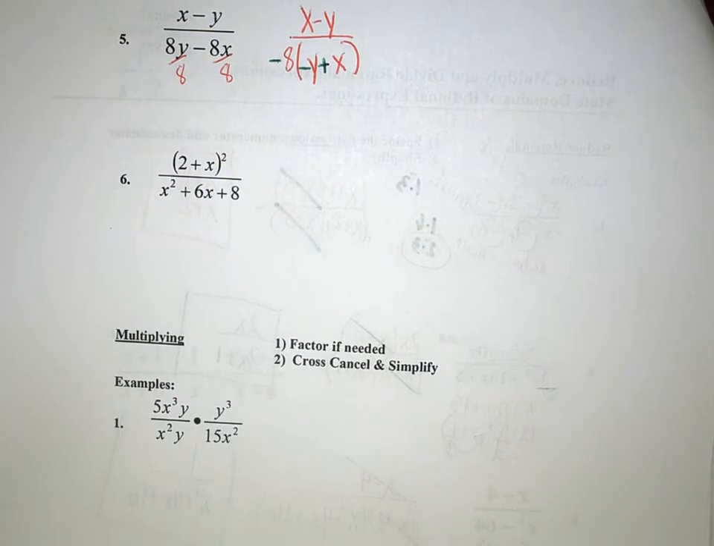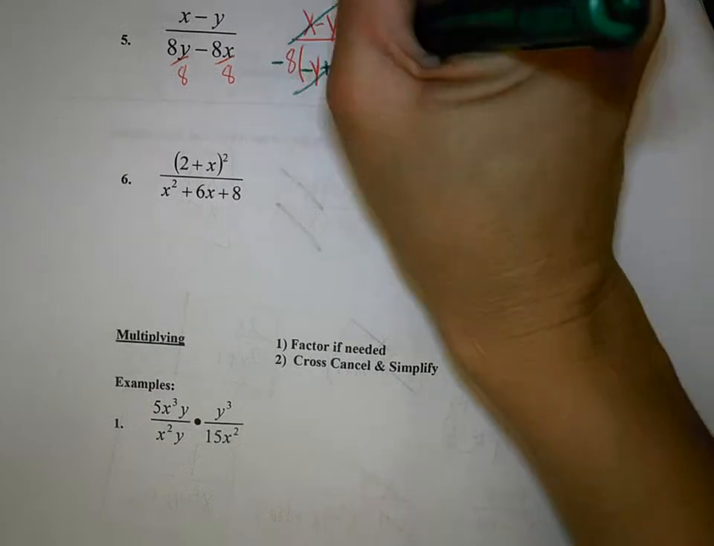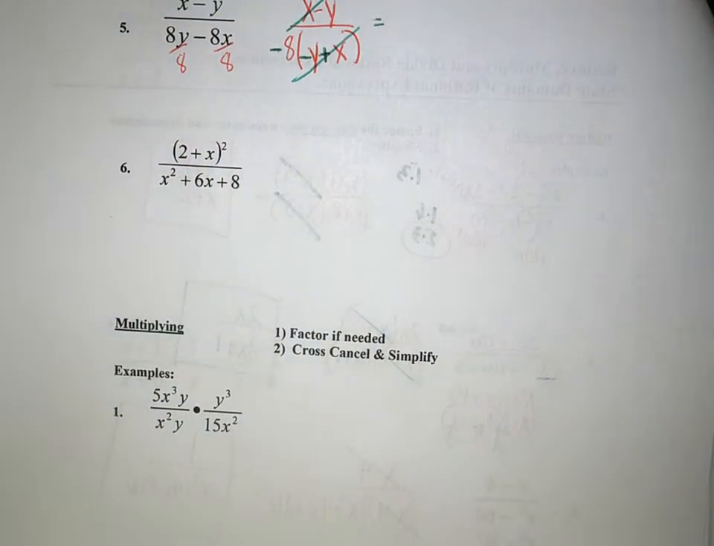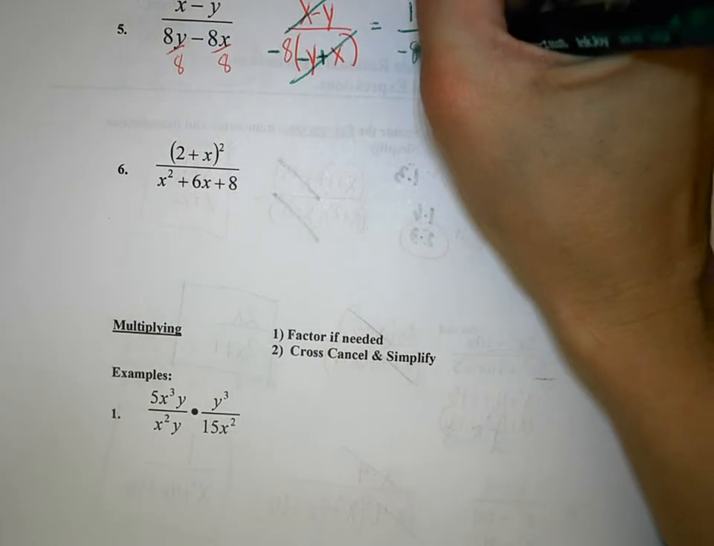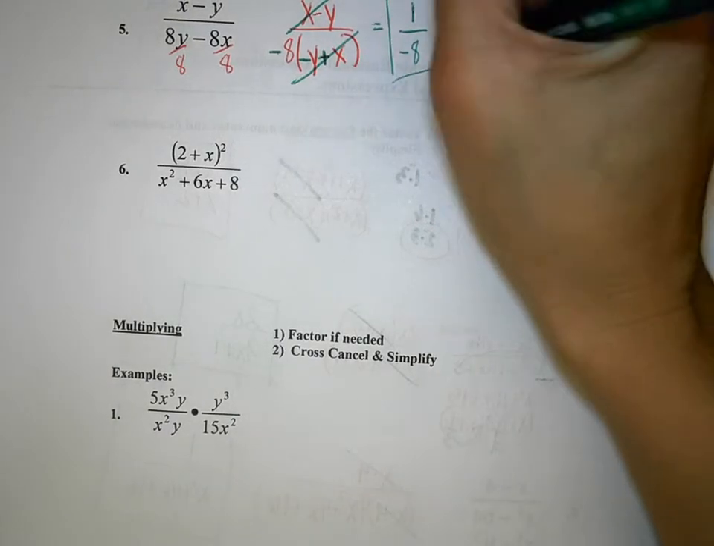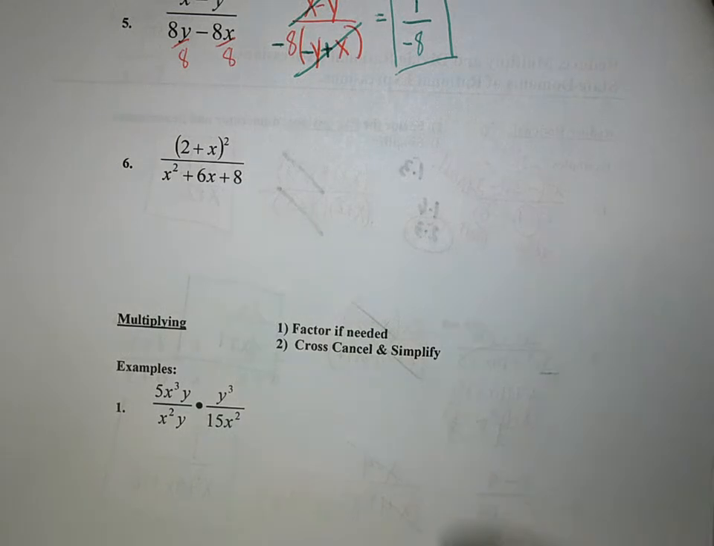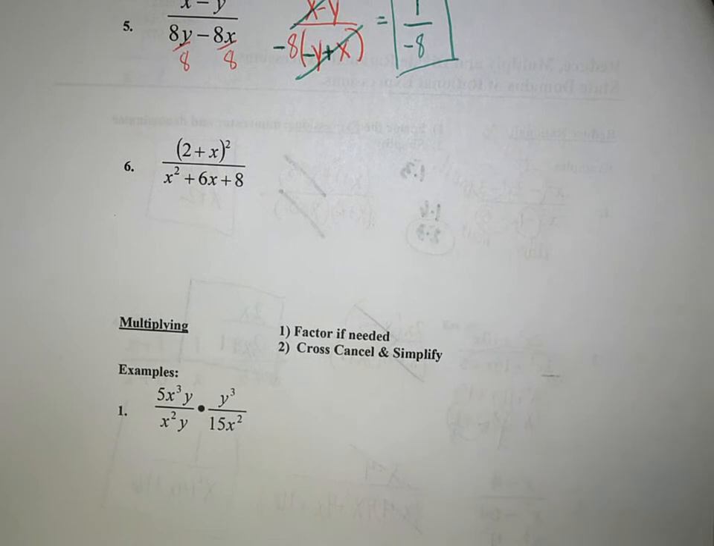So can I cancel those now? Yes. So I'm going to cancel out the x minus y, negative y plus x. If there is nothing on the top, what is there? 1. So it's 1 over negative 8. A lot of people want to just write the answer as negative 8. Be very careful. Don't do that. If there's nothing on the top, this is still a fraction. The negative 8 stays on the bottom, and then you would just have a 1 on top.